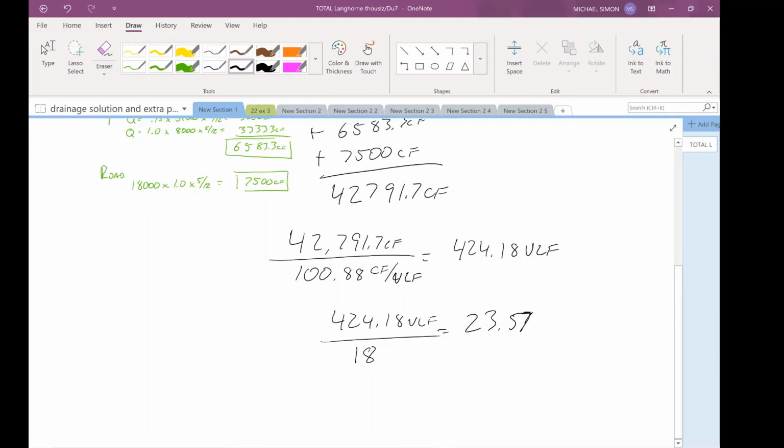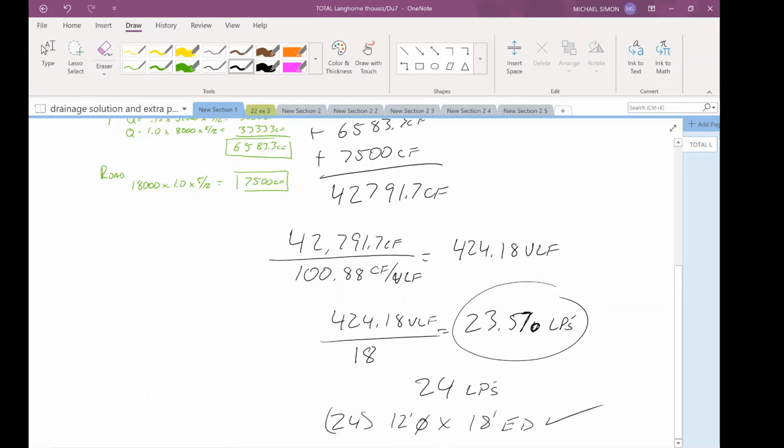23.57 leaching pools. And we can't have a 0.57 leaching pool, so we round it up to 24 full-size leaching pools. So it'll be 24 12-foot diameter by 18-foot effective depth.